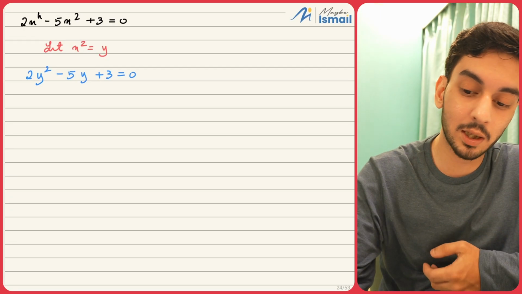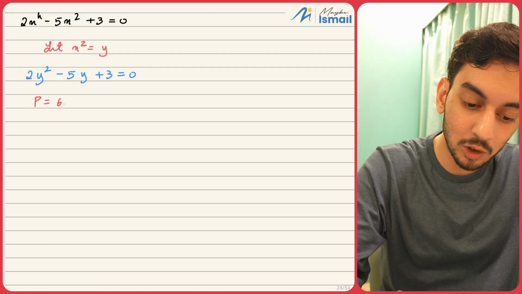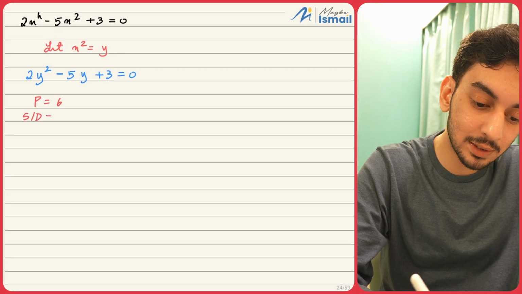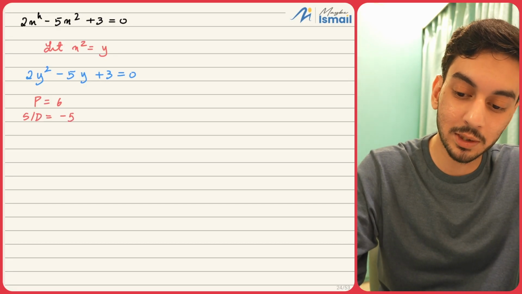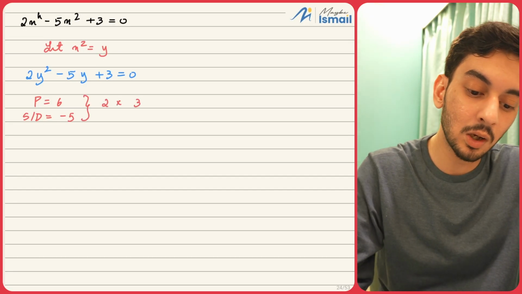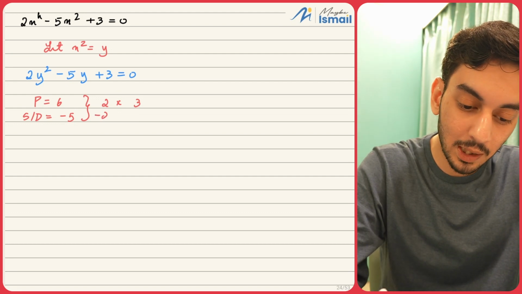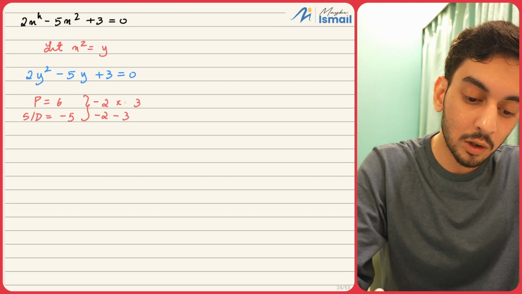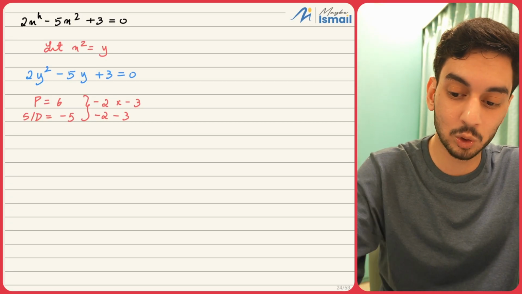So the product over here is 6. Product is the first number times the last number, so it is 6, and the sum or the difference is negative 5. Okay, let us solve this. What are two numbers that multiply to 6? It is 2 times 3. What else? I need a negative 5, which means it has to be negative 2, negative 3. So negative 2 times negative 3 is still going to give me a positive 6. So those are my numbers.